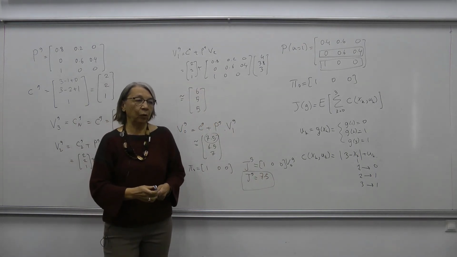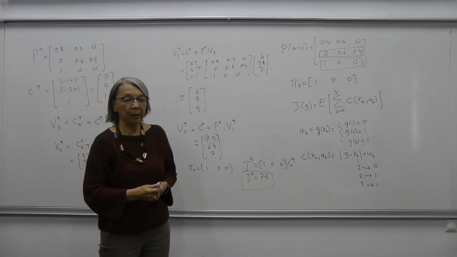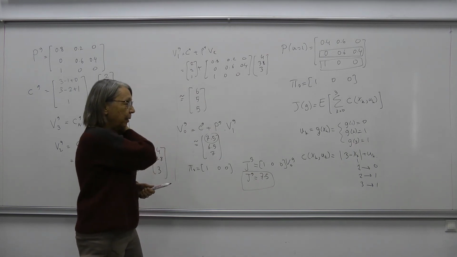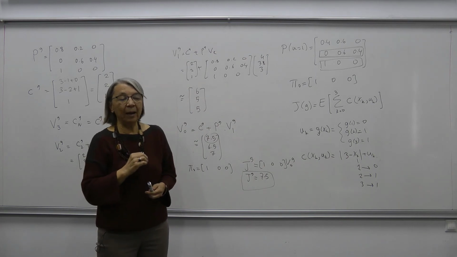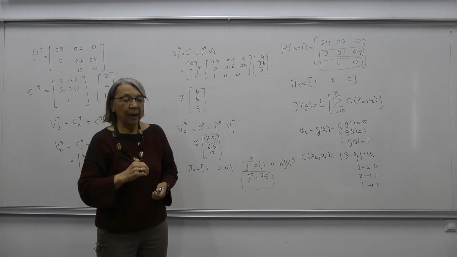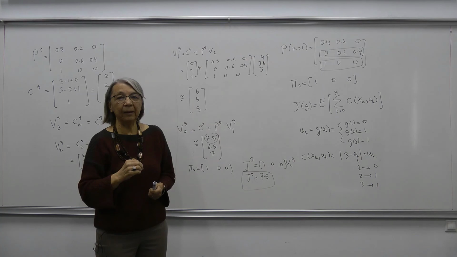Okay, that will be all for this session. And we have now studied how to obtain recursively the value of the objective function. And for that purpose, we have defined cost to go. And the recursion here is in the backward direction.